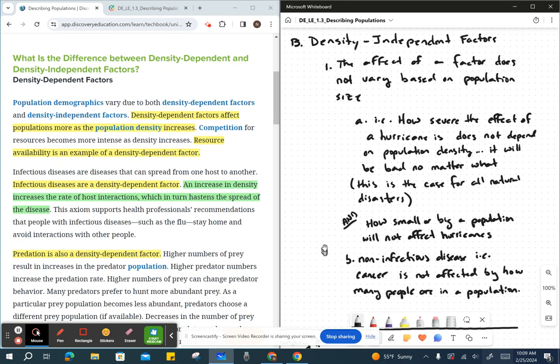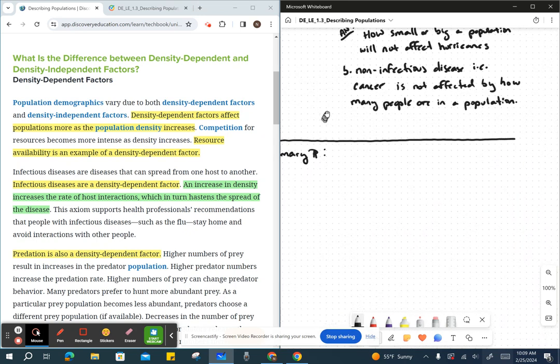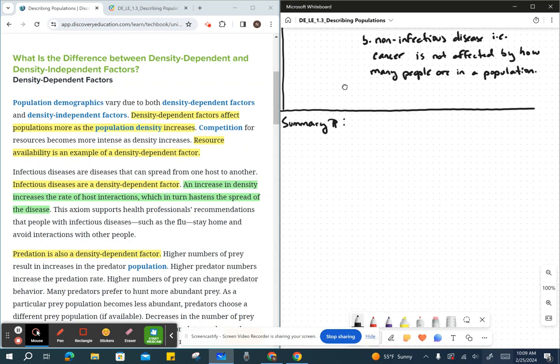Non-infectious diseases, think cancer. This is letter B down here. As you can see, we're almost finished with the notes, so you're doing great, hanging in there. The prevalence of cancer isn't going to increase because you're walking in a room with 500 people versus one person, not like the flu, right? So cancer is a density independent factor. Its prevalence is not changed based on the number of people, right?